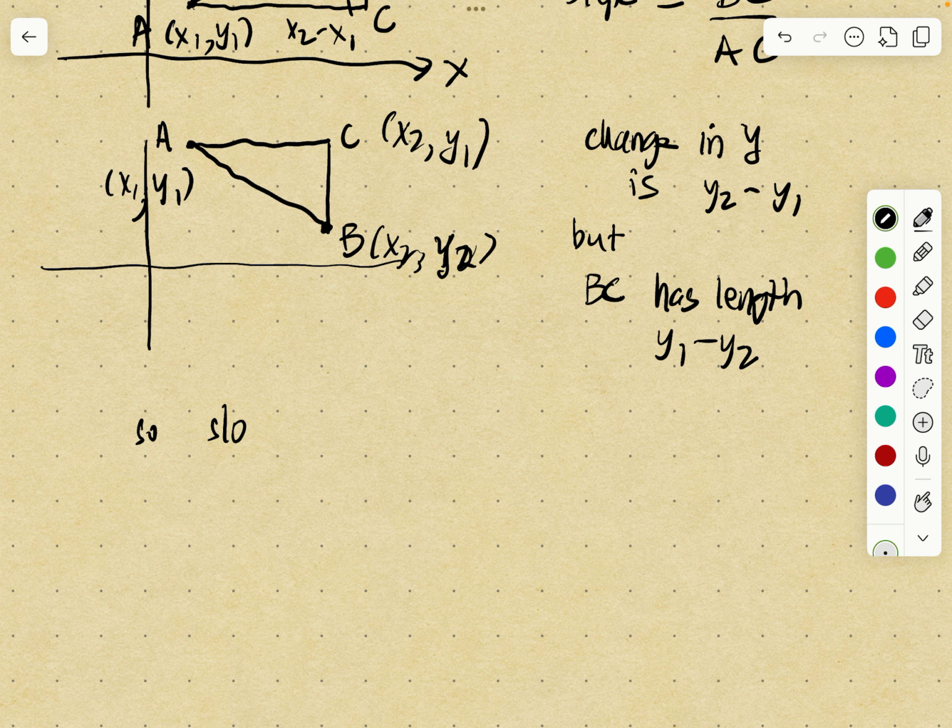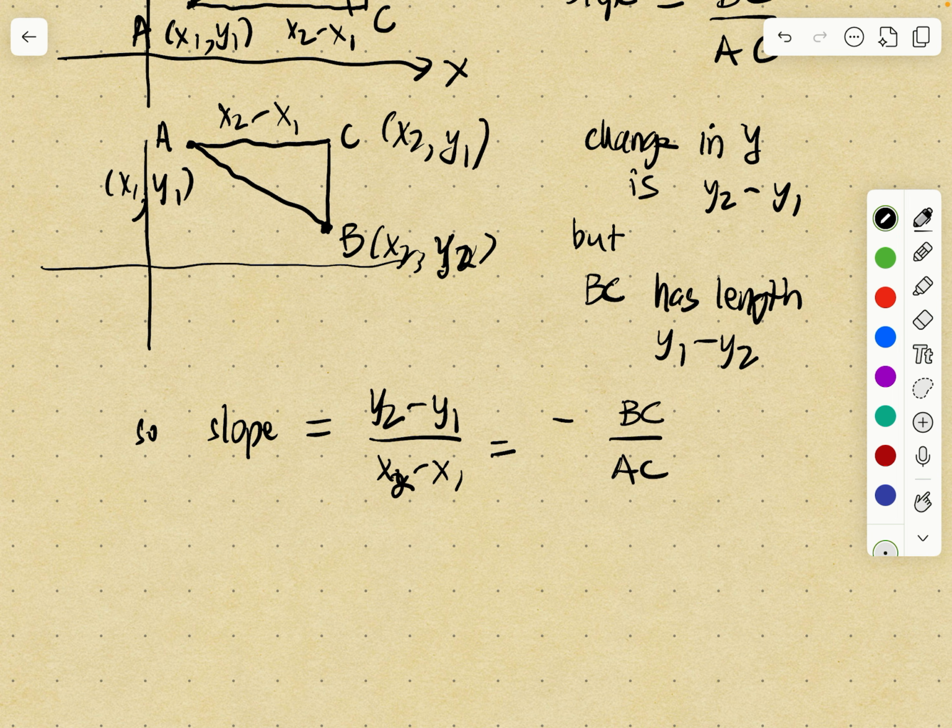So the slope, okay, well, we know that the slope is y2 minus y1 over x2 minus x1. Now notice that the length of AC is x2 minus x1. So this is going to be negative BC over AC. It's negative 1 times the ratio of the legs of the right triangle. Okay, so that's what I wanted to say about the slope of a line segment.